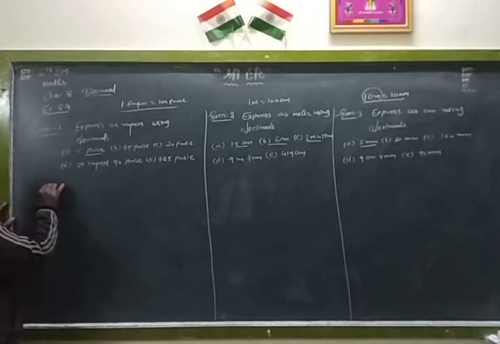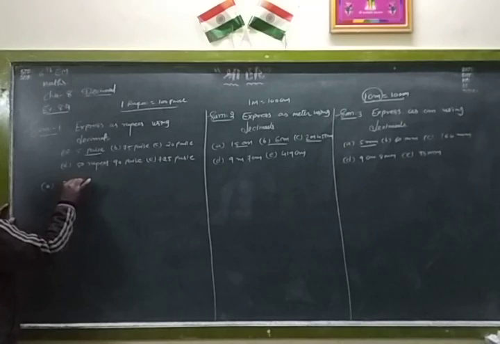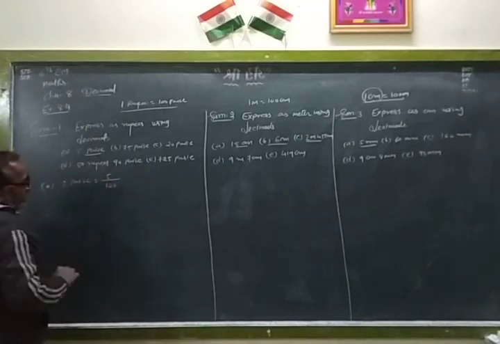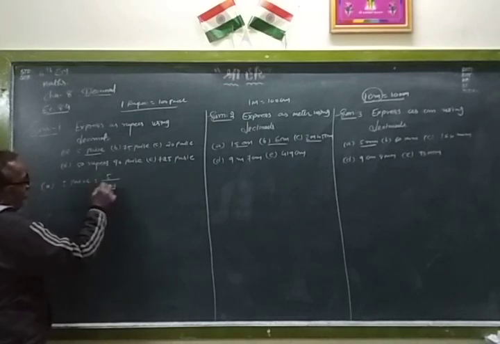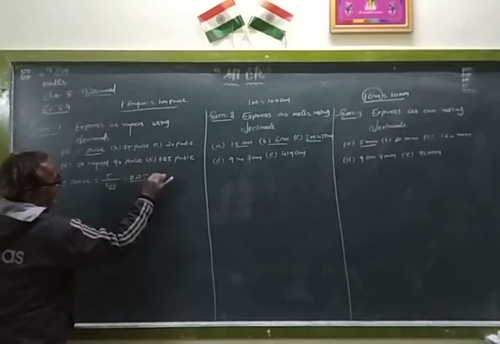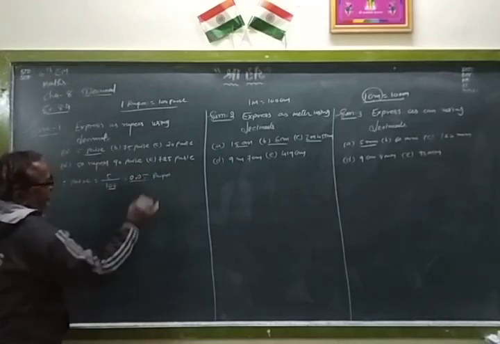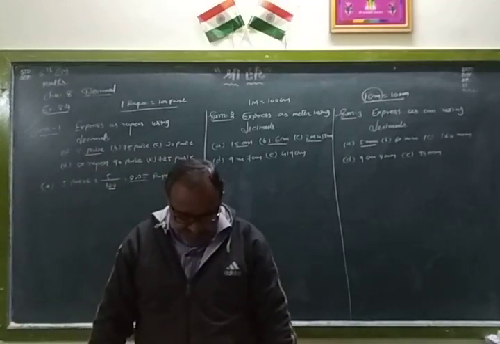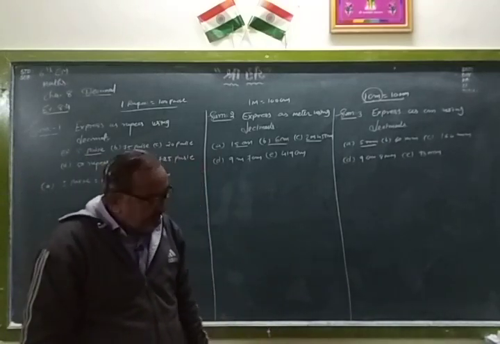First one, A, 5 paise. Therefore 5 upon 100. When we have 2 zeros, the decimal point is put after cutting 2 places. One is 5, second is 0, and 0 is put here. So this is rupees. We have to convert like this into rupees.